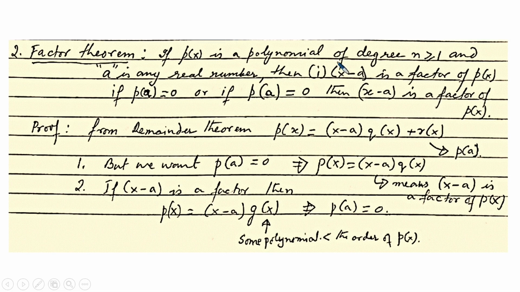It says if p(x) is a polynomial of degree n greater than or equal to 1 and a is any real number, then x minus a is a factor of p(x) if p(a) is 0, or vice versa. If p(a) is 0, then x minus a is a factor of p(x).